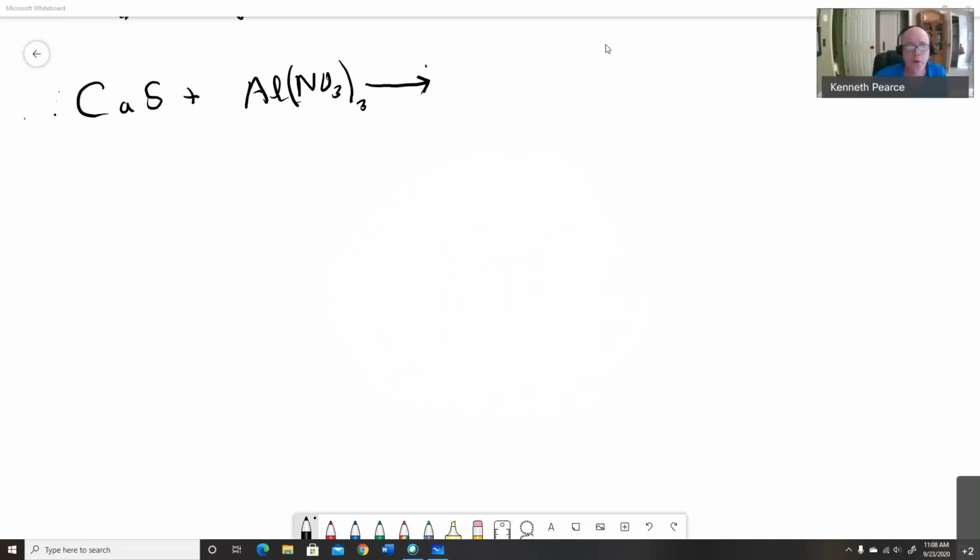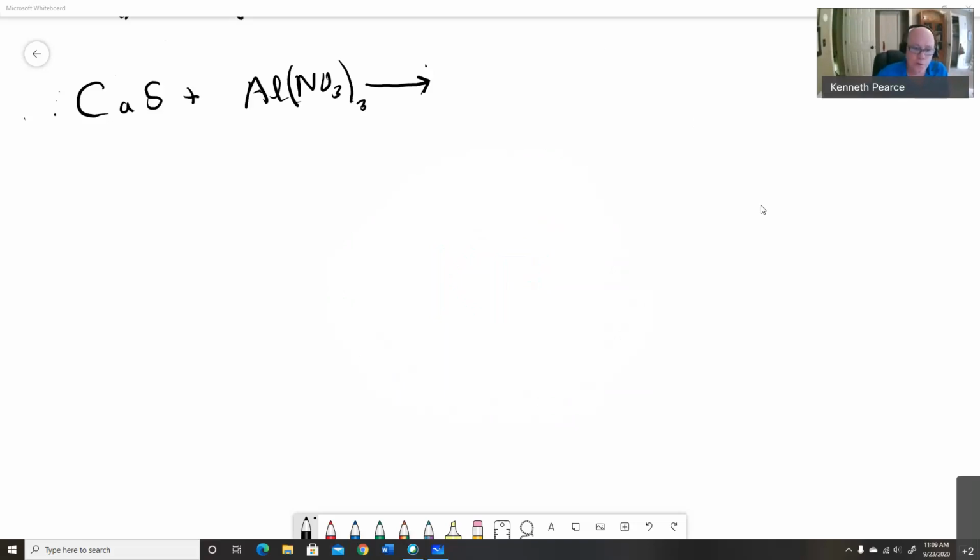We have these two compounds, and we're going to predict what we're going to get as a product, and then we're going to balance the equation. Then we're going to determine whether something is soluble or not, and then we'll do the full molecular, full ionic, and net ionic equation. So that's what we're doing.